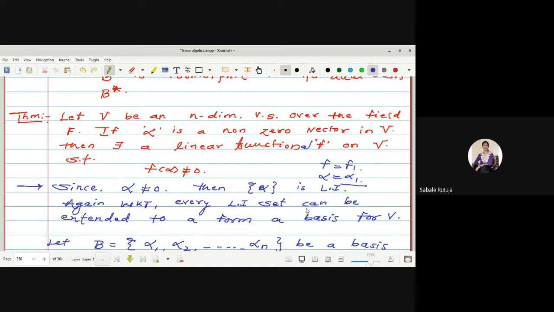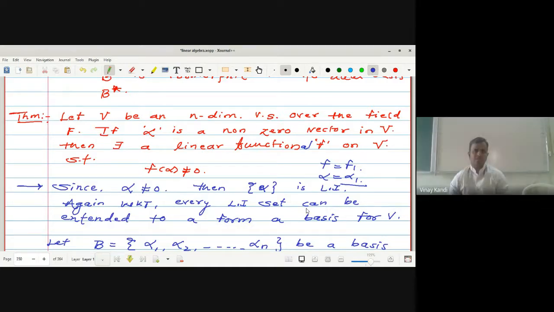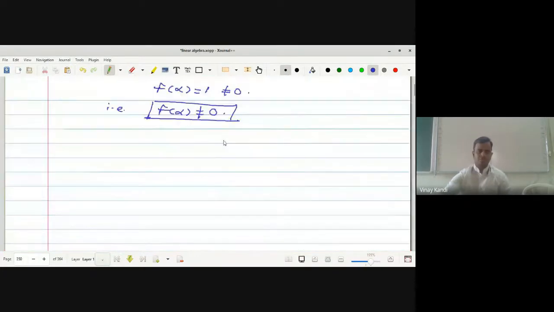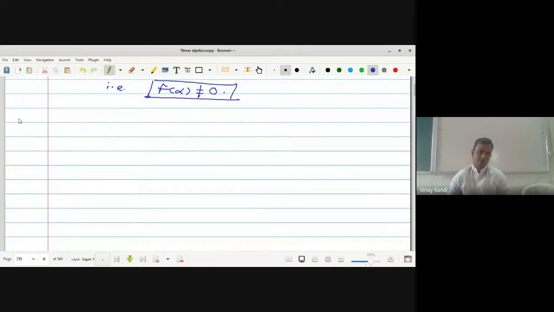So let V be the n-dimensional vector space over the field F. If alpha is a non-zero vector in V, then there exists at least one linear functional f on V such that f of alpha is not equal to 0. Now the next point is the corollary.